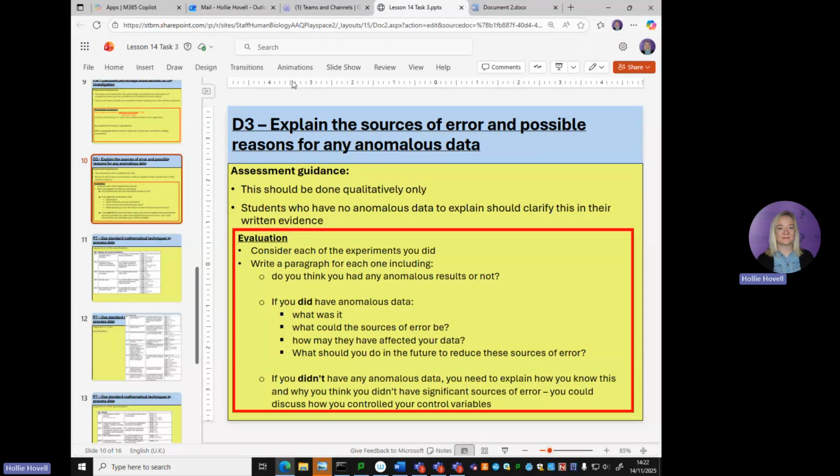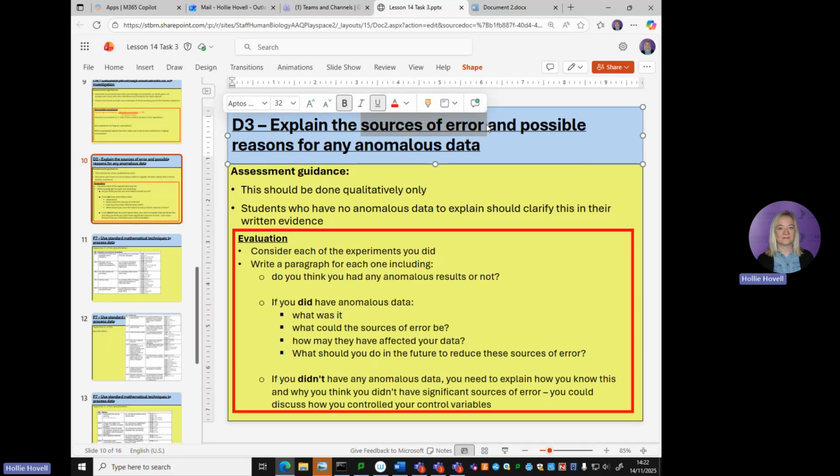So this is about D3, which is all about the sources of error. A source of error means where could there have been an error in the way you did your method, which could have caused some anomalous data. Anomalous data is basically data that isn't right, that isn't accurate.